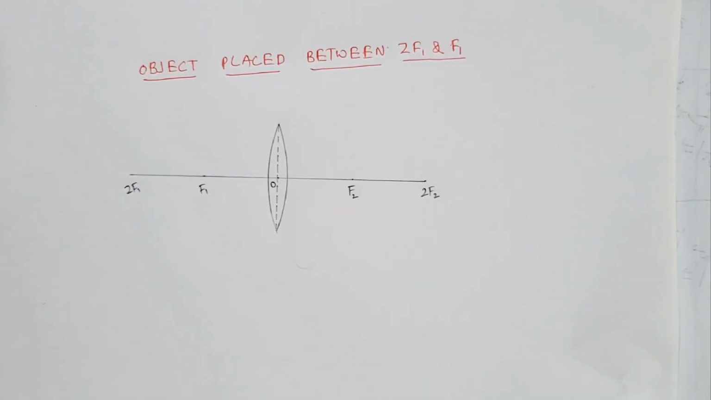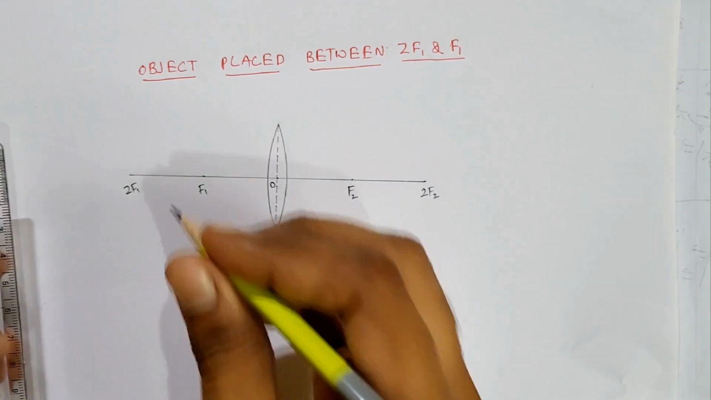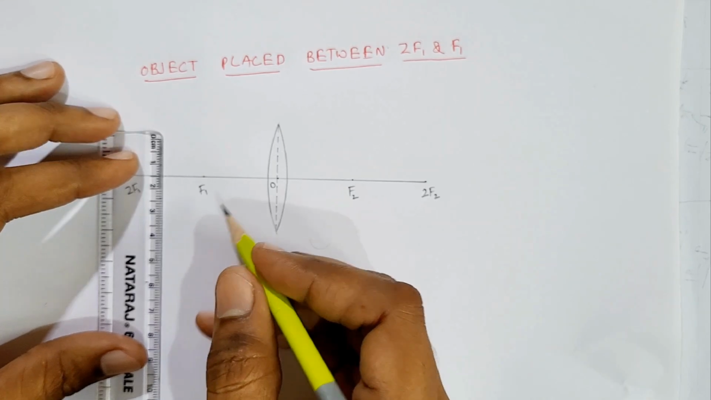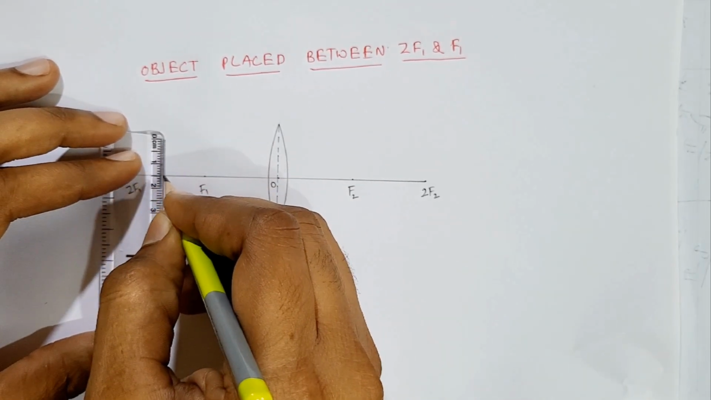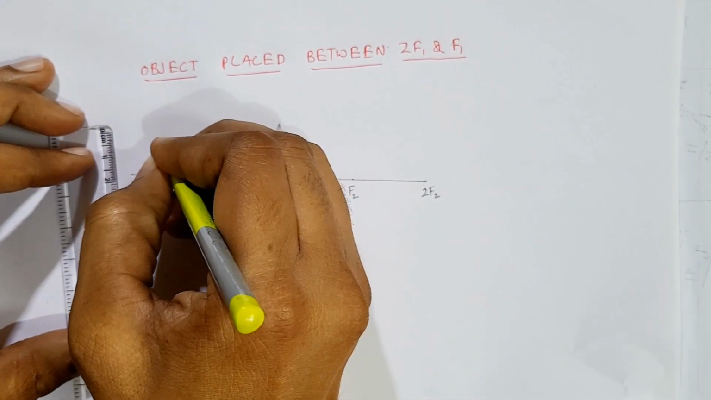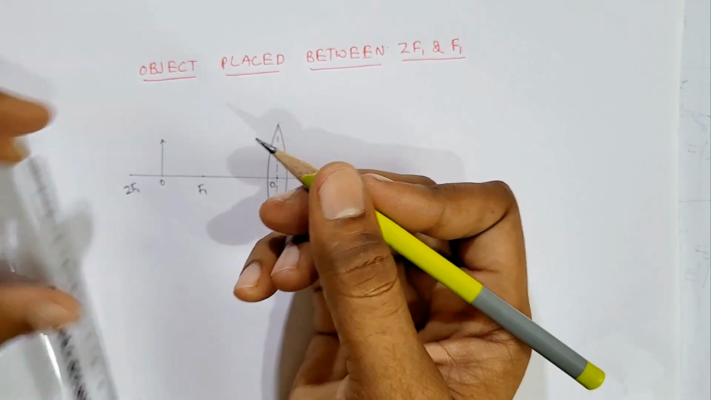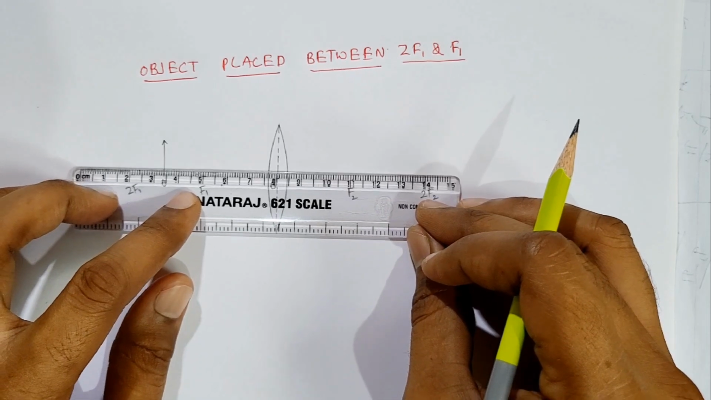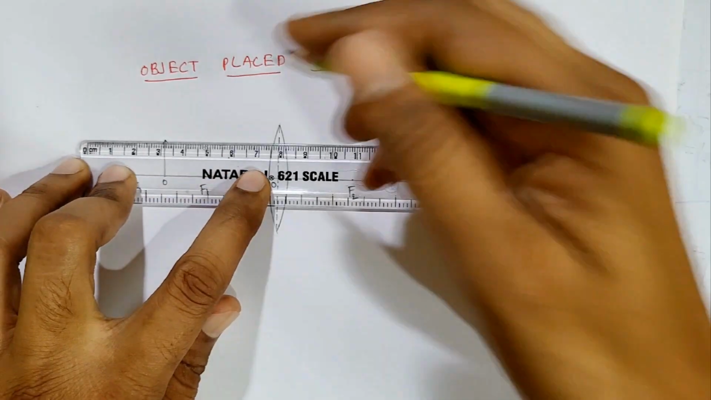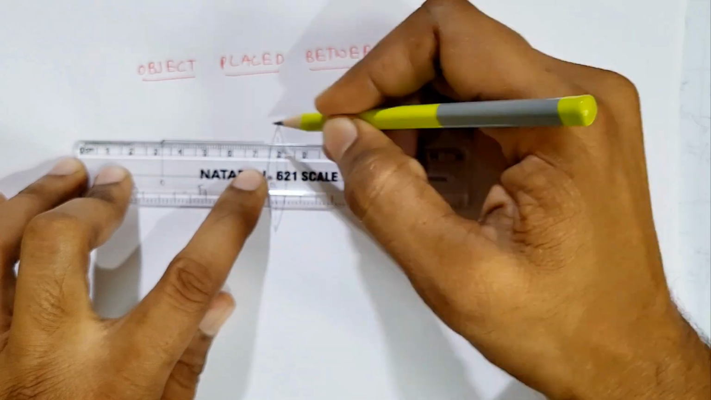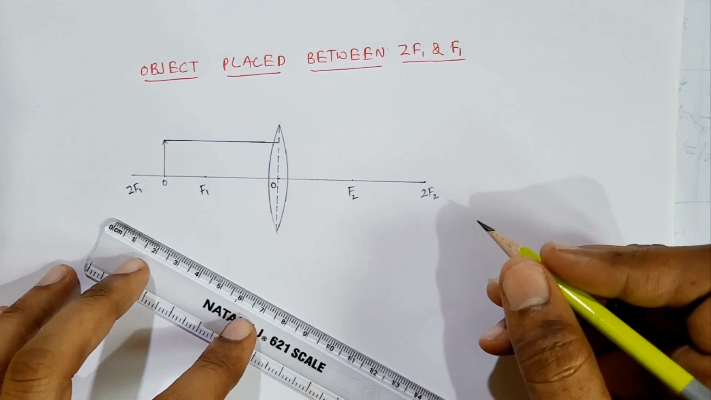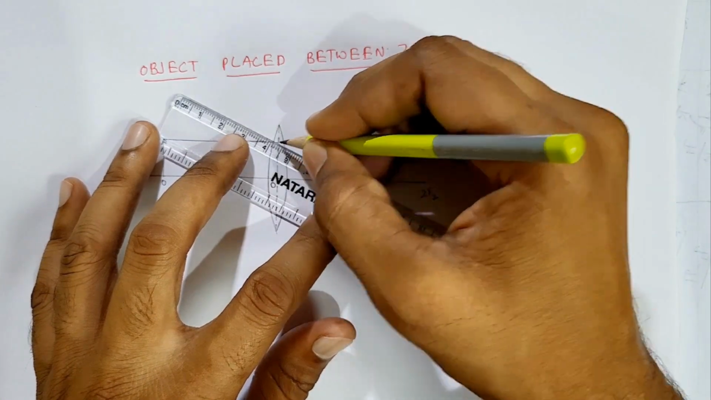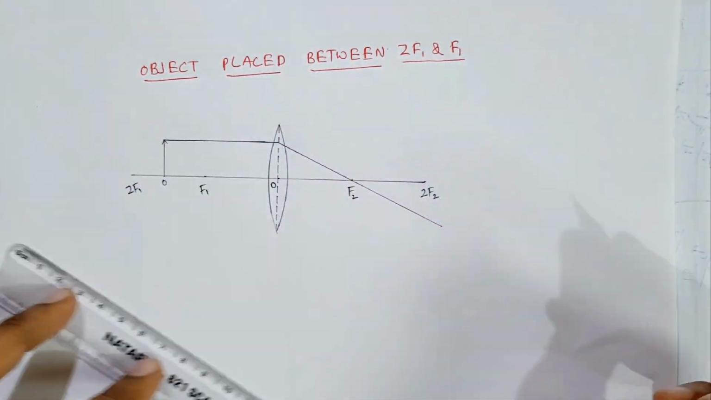Right? So now here let us take an object here between 2f1 and f1. Height of object, we'll take it as 1.5 centimeters. You can see in front of you only I am drawing. This is the object O. One light ray, let us take parallel to principal axis. After refraction how it should go? It should pass through the focus. This is the focus and this is the point, right?